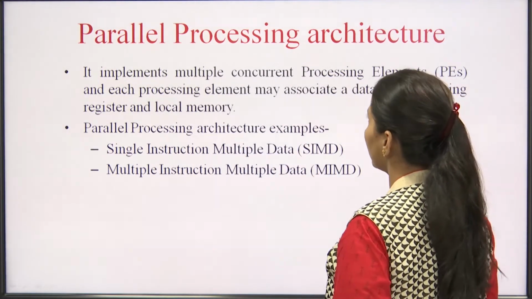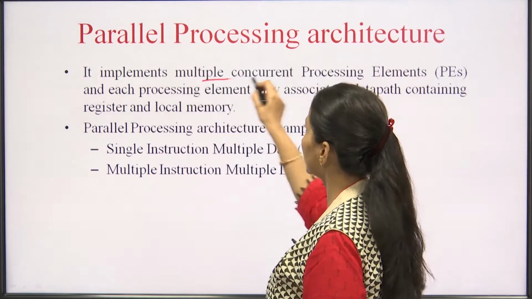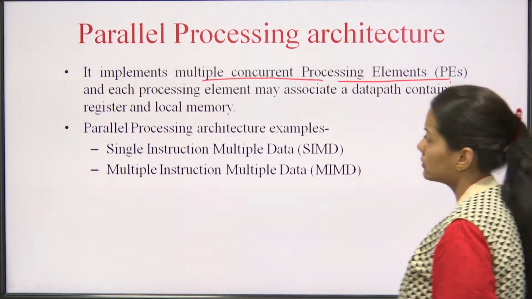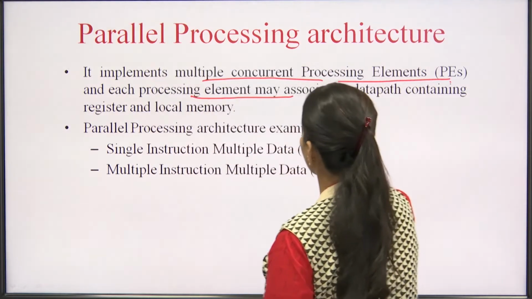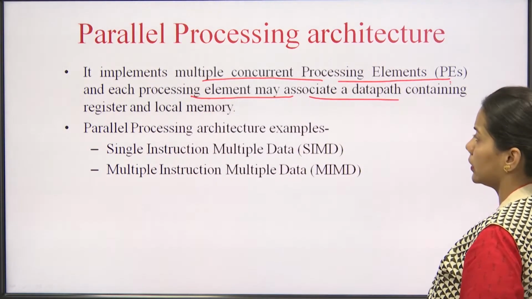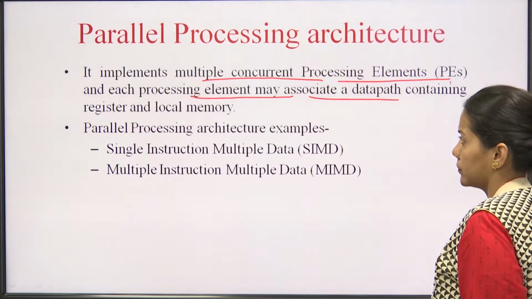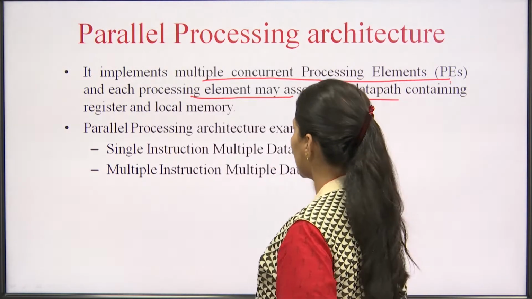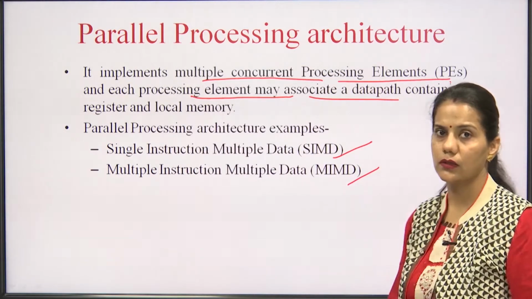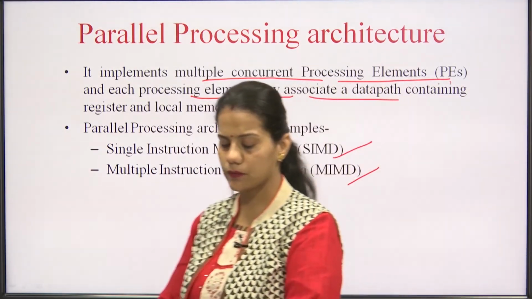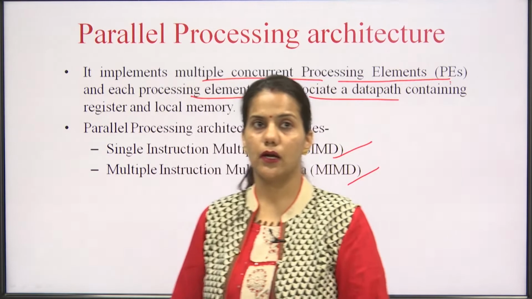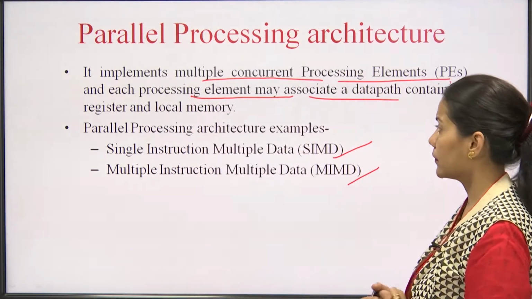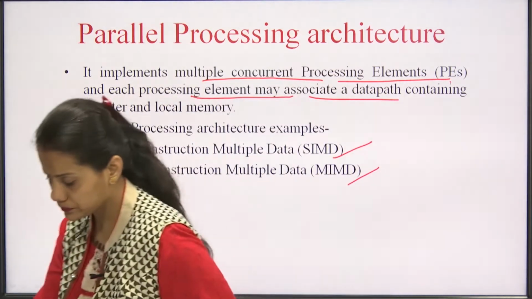When we talk about the parallel processing architecture, it implements multiple concurrent processing elements, that is the PEs, and each processing element may associate a data path containing register and the local memory. Parallel processing architecture examples are SIMD and MIMD, that is single instruction multiple data and multiple instruction multiple data. Let us see what these are.